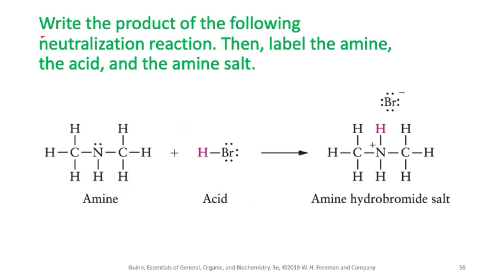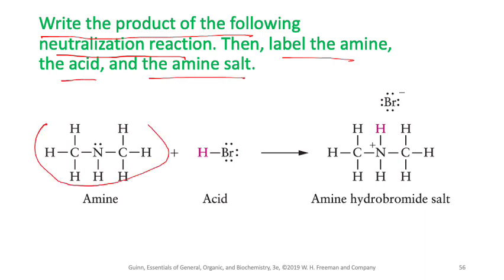Now let's take an example. Write the product of the following neutralization reaction, then label the amine, acid and amine salt. So you have this structure. The time I see this, I say this is an amine. Which kind of amine do you have? This is a secondary amine. You have this R group, you have this R group.